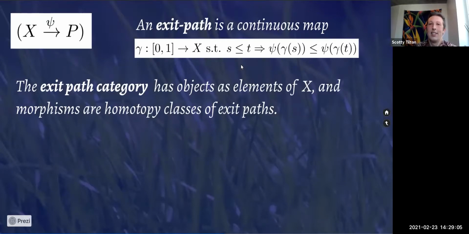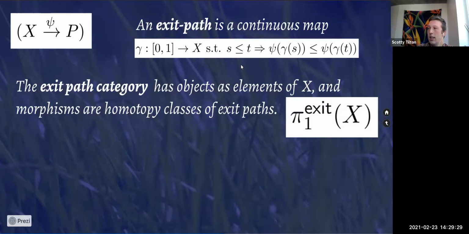So now in the same way that we have paths in our space, and we can construct a fundamental groupoid, which is paths up to homotopy, we could similarly create the exit path category, which is our space, and all the morphisms are homotopy classes of exit paths. And we denote that like this, all the exit paths that can be indexed.